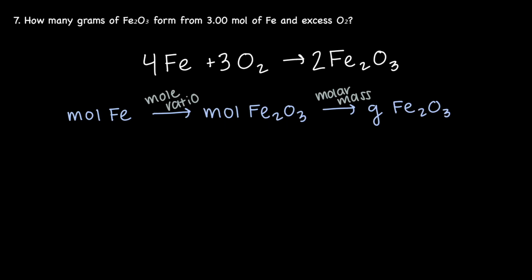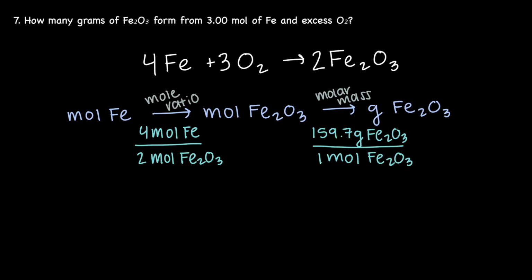From the balanced equation, 4 moles of iron make 2 moles of iron 3 oxide, so the mole-to-mole ratio is 4 moles of iron for every 2 moles of iron 3 oxide. The molar mass of iron 3 oxide is 2 irons and 3 oxygens, which is 159.7 grams of iron 3 oxide for every 1 mole of iron 3 oxide. Setting up all units to cancel.